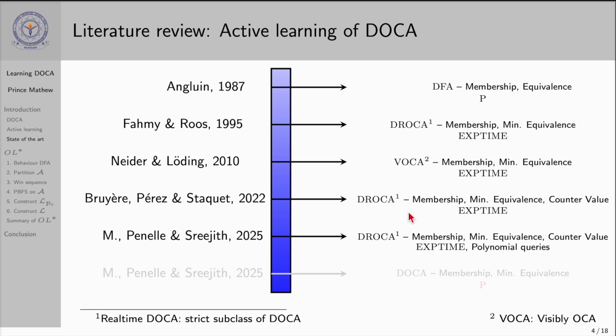For a counter value query, the learner presents the teacher a word W and asks what is the counter value reached on reading that word W in the teacher's machine. The teacher returns the corresponding counter value. So in this setting, they showed that DROCA can again be learned in exponential time and an exponential number of queries.